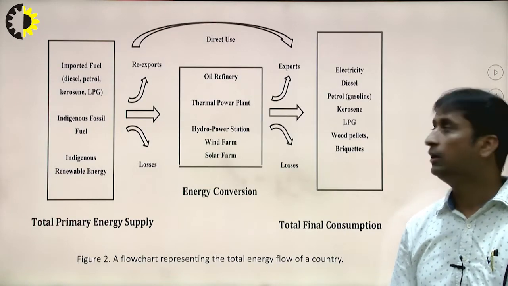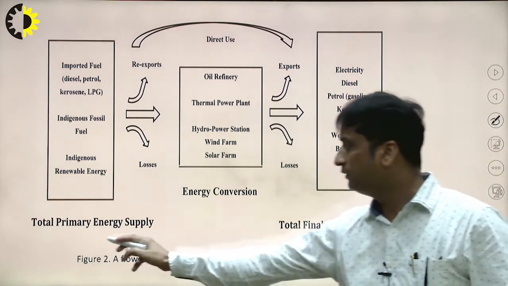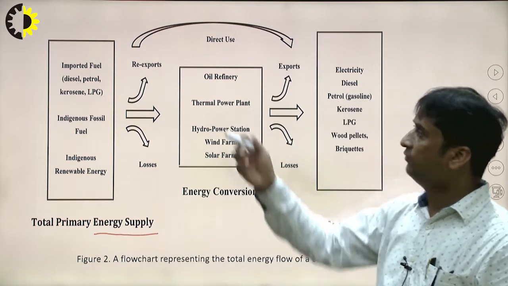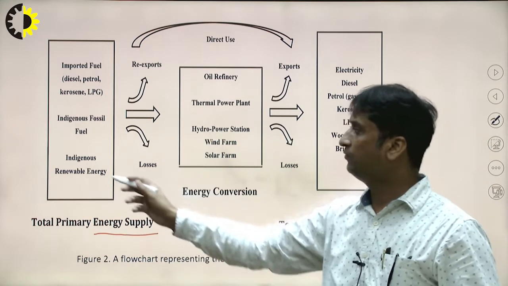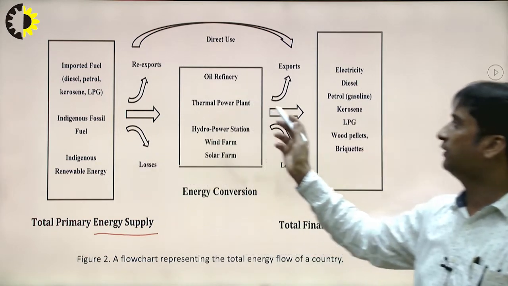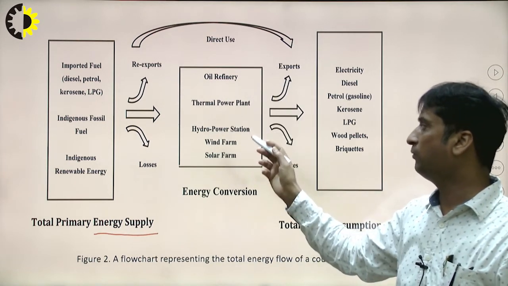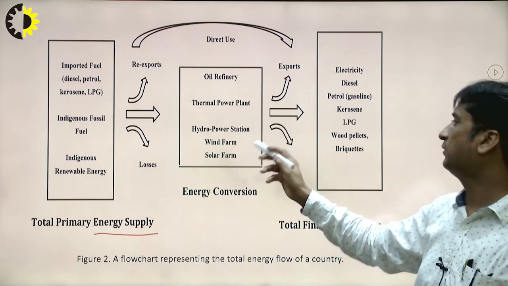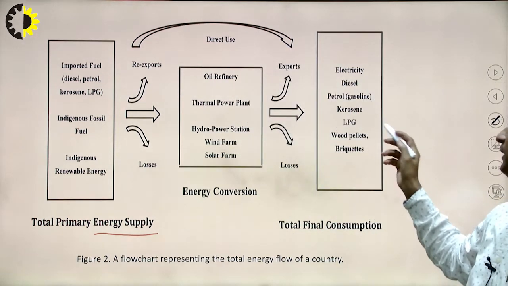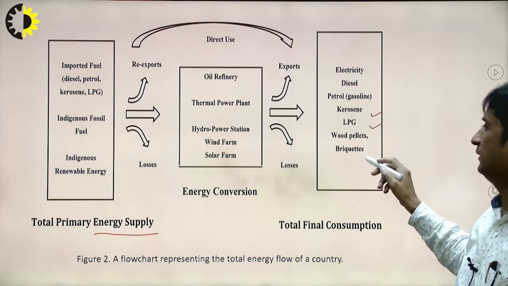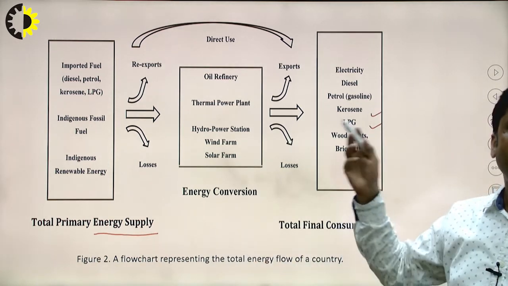We can see how these can be transformed. First, there is the total primary energy supply, that is, whatever fuel is there. If it is imported, then it is like diesel, petrol, kerosene, and we have some fossil fuels also, and that is being converted or processed in oil refineries, thermal power plants, hydro power plants, so that it can be converted again for the final user. Or we can directly use it for some purposes like kerosene, LPG and like that. So this is how energy conversion takes place from primary to final consumption.